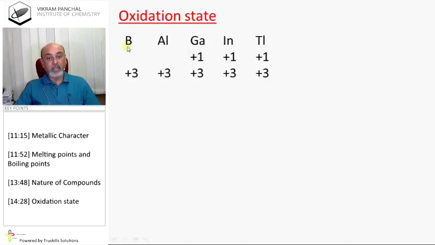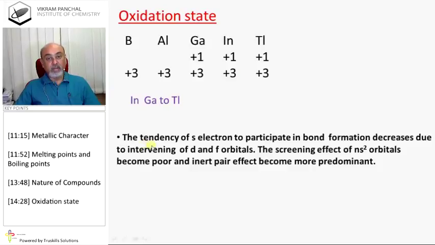Oxidation states. For boron theoretically we write +3, aluminium +3, and gallium, indium, thallium along with +3 show +1 valency also. In gallium to thallium you will find that the tendency of s electrons to participate in bond formation decreases due to the intervening d and f orbitals, and the screening effect of ns2 orbitals becomes poor and the inert pair effect becomes more predominant.